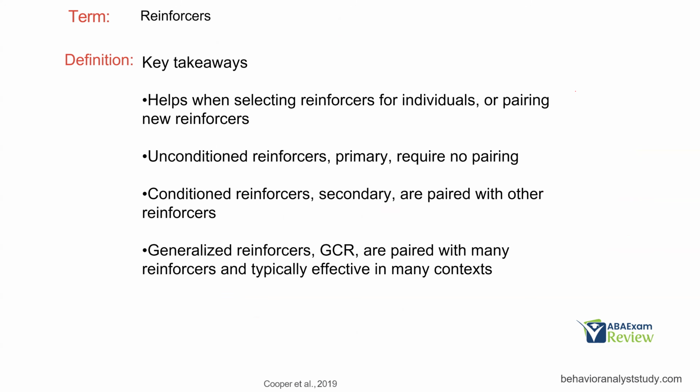So key takeaways: this helps when selecting reinforcers for individuals or pairing new reinforcers, especially if you know something is reinforcing already, and that's a great stimulus to use for pairing and creating new reinforcement. Unconditioned reinforcers are primary, require no pairing. It's all based on genetic history, essentially, what we're born with. Conditioned reinforcement, secondary, are paired with other reinforcers, so neutral stimulus plus some sort of unconditioned or conditioned reinforcement. And then GCRs, generalized reinforcers, are paired with many reinforcers and typically effective in many contexts.